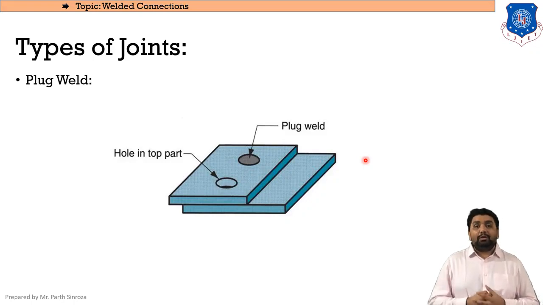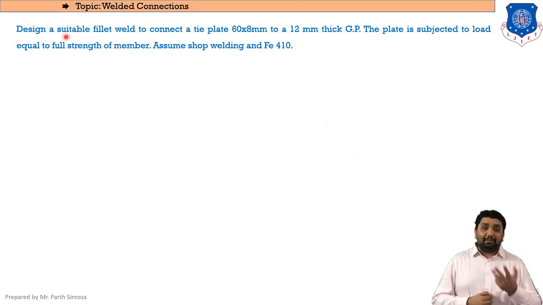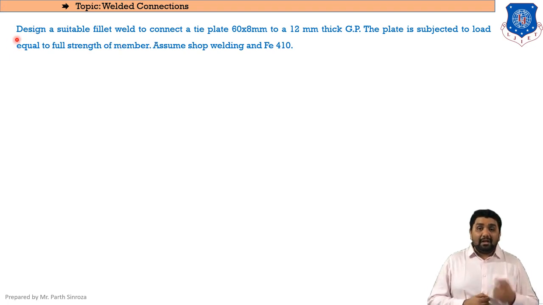Clear? So moving on to our numerical portion, the first question here is to design a suitable fillet weld. Again, there will be three categories we will be discussing in our syllabus. The first will be fillet weld, the second will be groove or butt weld, and the third will be slot weld. The plug weld is not in our syllabus regarding the numerical portion.